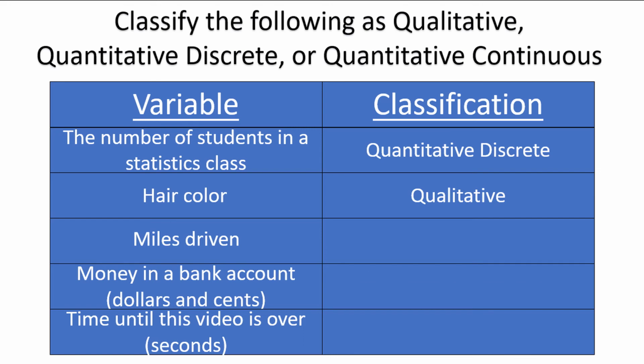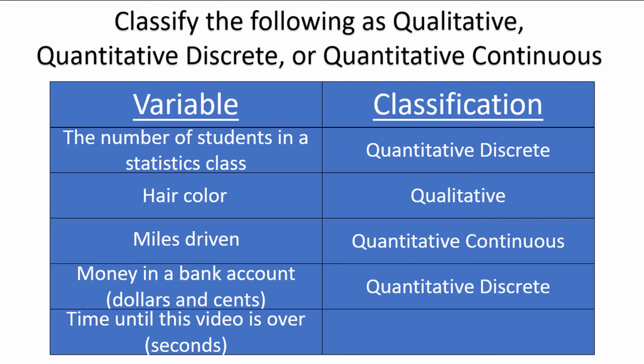Miles driven is a quantitative continuous variable. You could drive 10 miles, or 10.5 miles, or 10.212346. You get the idea. Continuous. The amount of money in someone's bank account in dollars and cents is quantitative discrete.